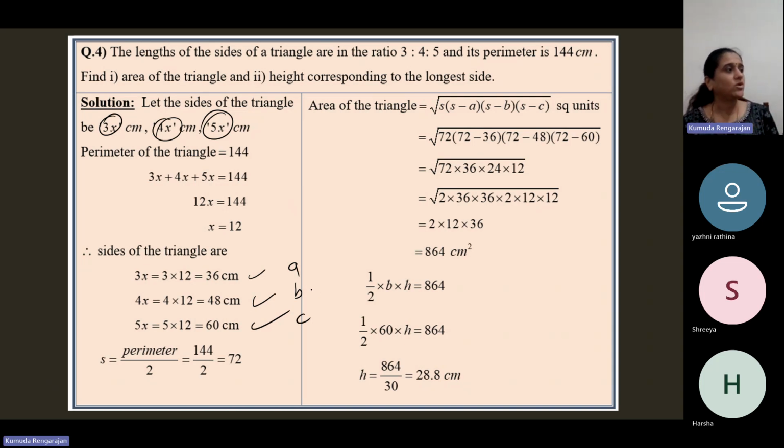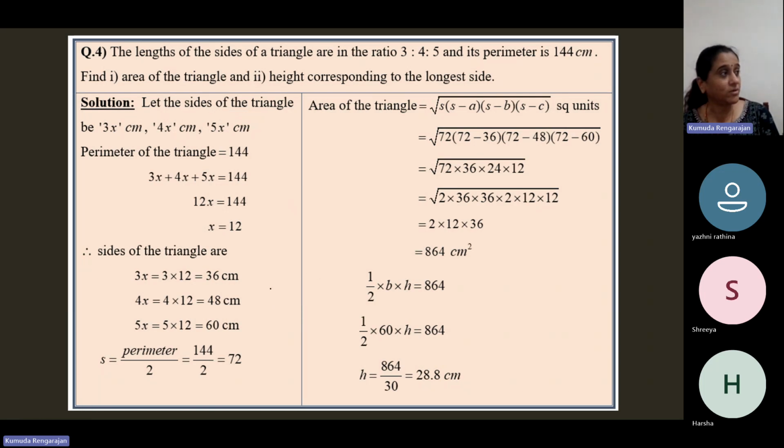Now, when you add the sides, what do you get? Perimeter, right? When you add the three sides, that gives you the perimeter, which is 144. So find X, and then find the three sides. Okay, so now you've got the values of A, B, and C.